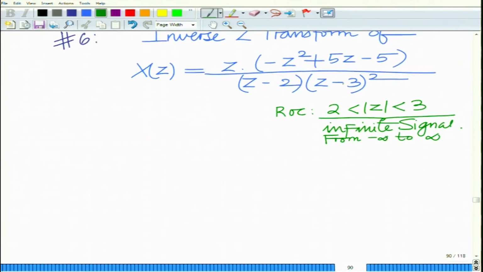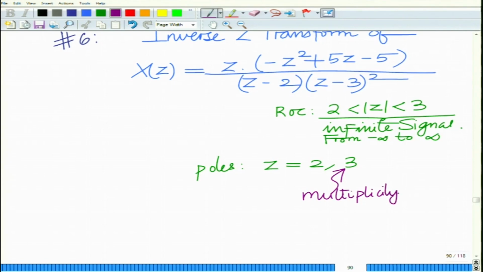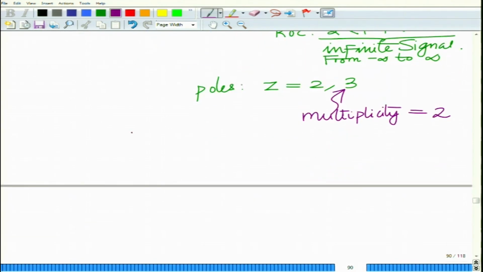And now you can see there are multiple poles. Previously you had simple poles, right. Now you have repeated poles, that is, multiple poles of multiplicity greater than 1. For instance, you can clearly see the poles are z equal to 2 and 3, but at z equal to 3 you have a pole of multiplicity 2. Multiplicity equals 2, okay.